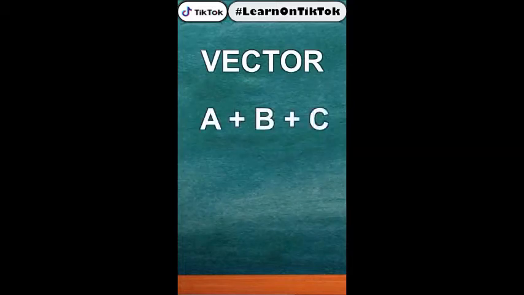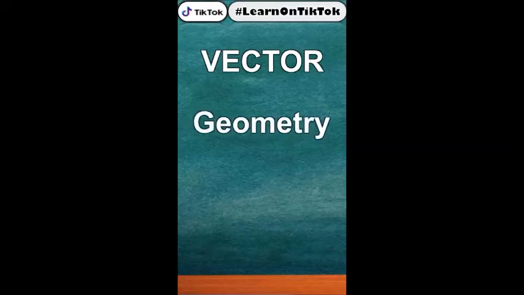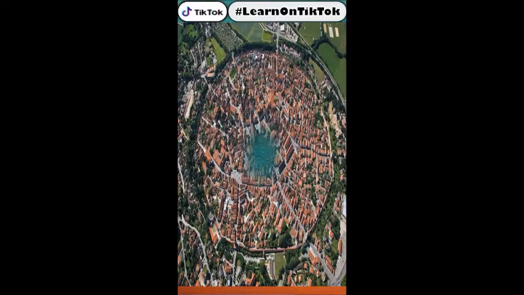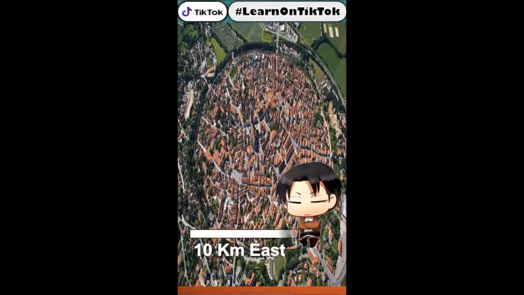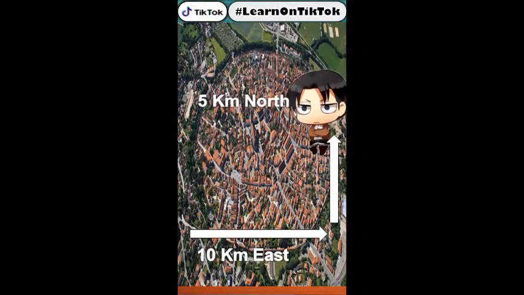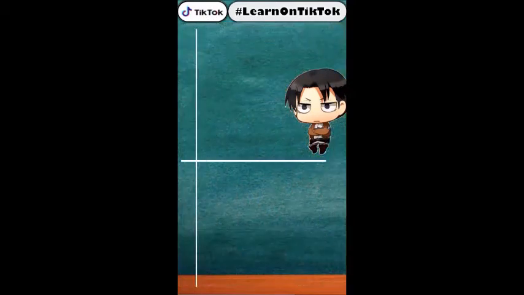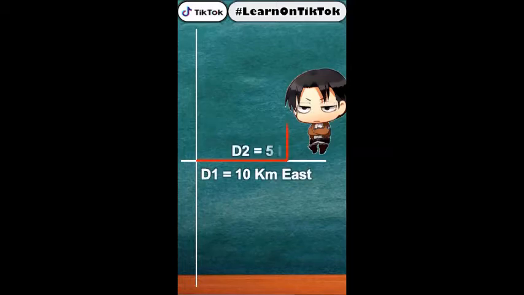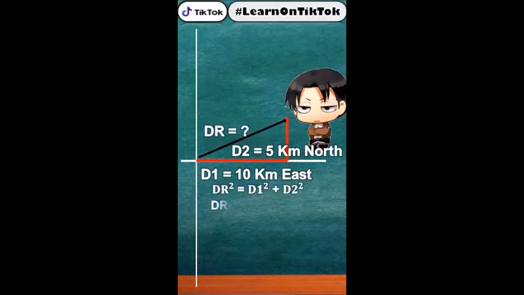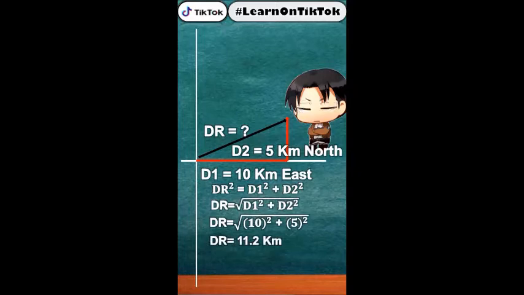Simple arithmetic can be used in adding vectors if they are in the same direction. But when vectors are not along the same path, geometry is applied to solve such problems. For example, suppose Levi walks 10 kilometers east to reach Walsina, and then walks 5 kilometers north to Trost. The displacements can be represented by this graph. The arrow labeled D1 is the displacement to the east, while D2 represents the displacement to the north. The Pythagorean theorem can be applied in this situation. Using the given, the resultant displacement is equal to 11.2 kilometers.